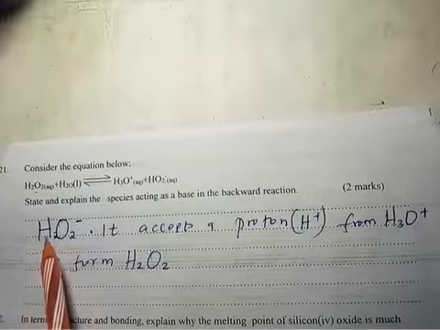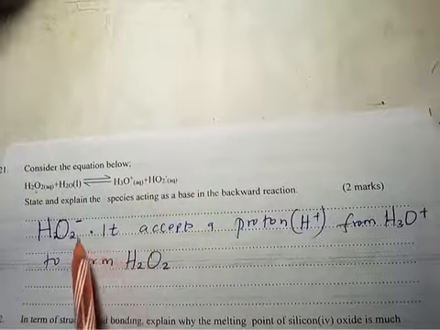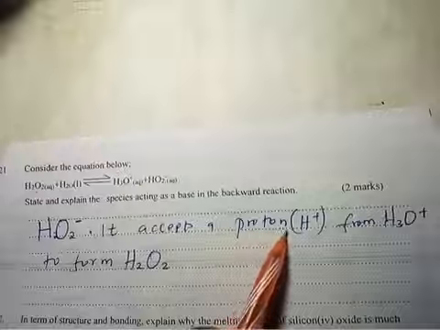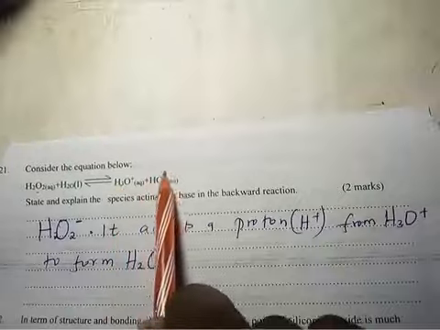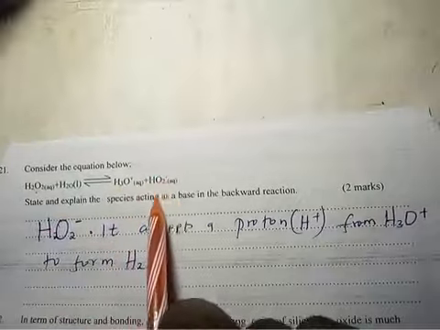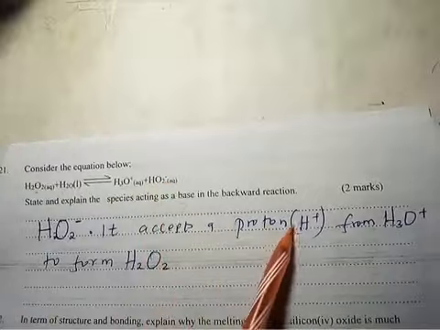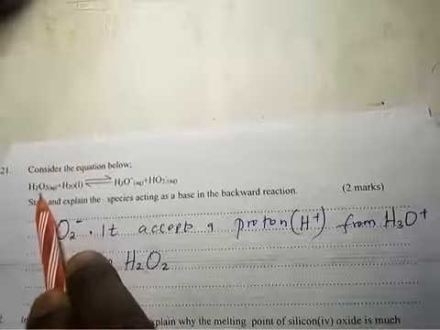So, this one will accept the proton from this one. So this one is going to act as an acid, and this one is going to be a base. So state and explain the species acting as a base. So it is this one because it is going to accept a proton from hydroxonium ion to form hydrogen peroxide.